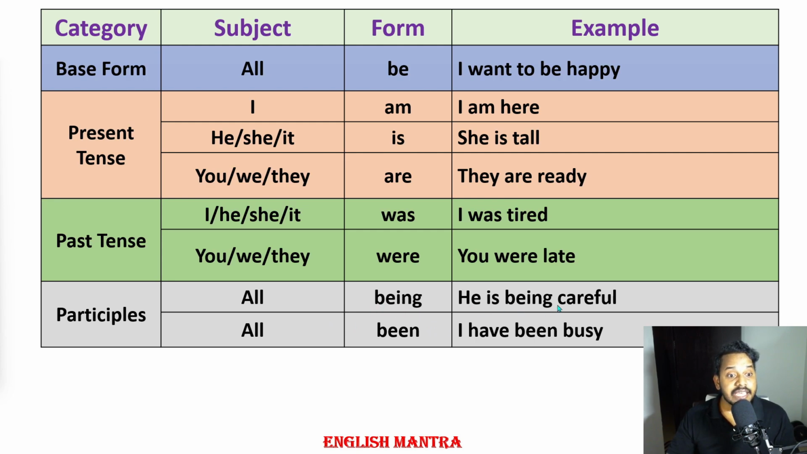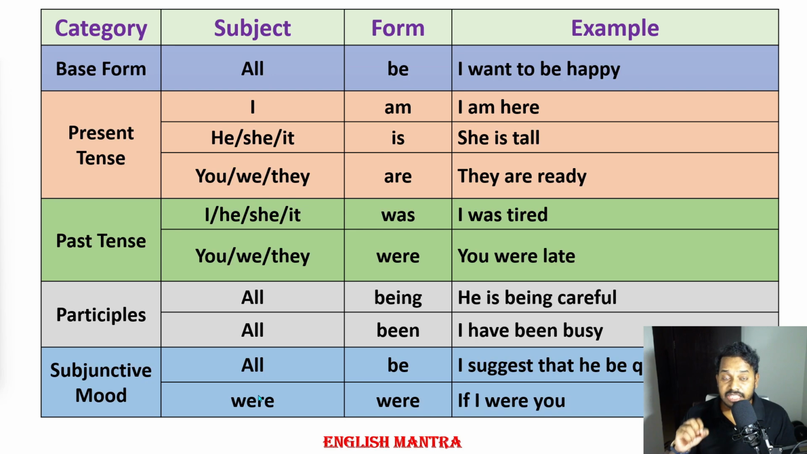See this, he is being careful. Whenever we are talking about any continuous activity, okay, we use this being. And we have one more be form, that is past participle form, that is been. Okay, I have been busy, or I have been arrested. Okay, and apart from this, we have 2 more be forms.